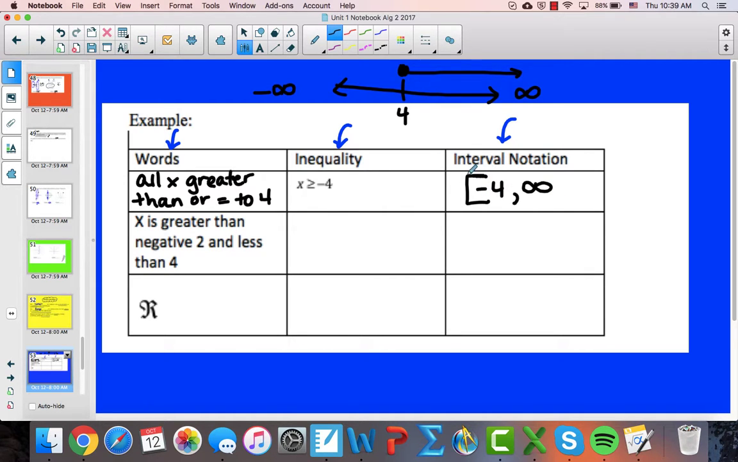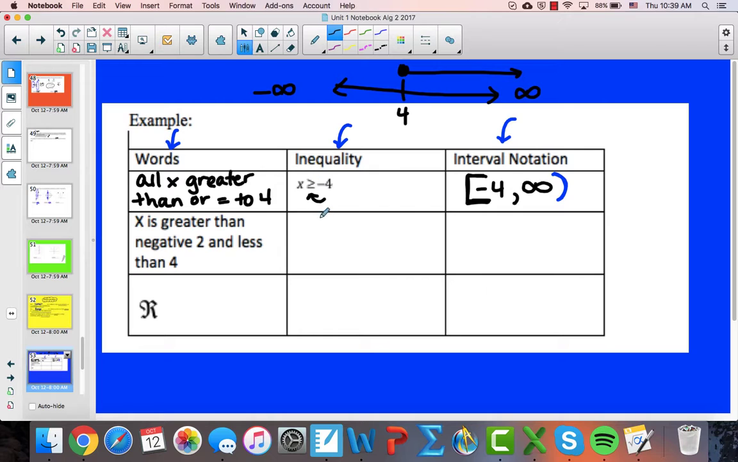The hard bracket means that it includes -4. So because this was an equals inequality, I have to use a hard bracket. Now, on the opposite of infinity, I can't include infinity because infinity never ends, so I put a parentheses. Okay, let's look at the next one.